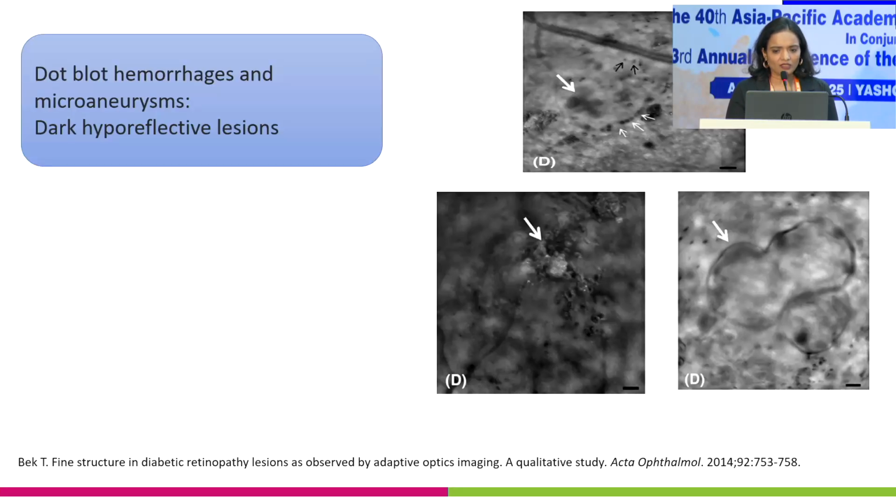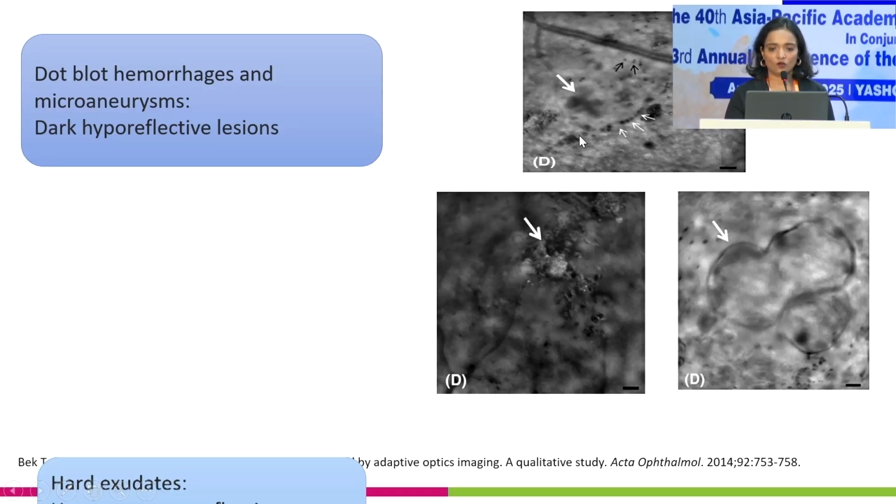So there are different things like heterogeneity index. You can see that there are fine structures. This is a hard exudate with hyper and hypofluorescence. You can see hard exudates, these large clumps, and you can see cystic spaces of DME.